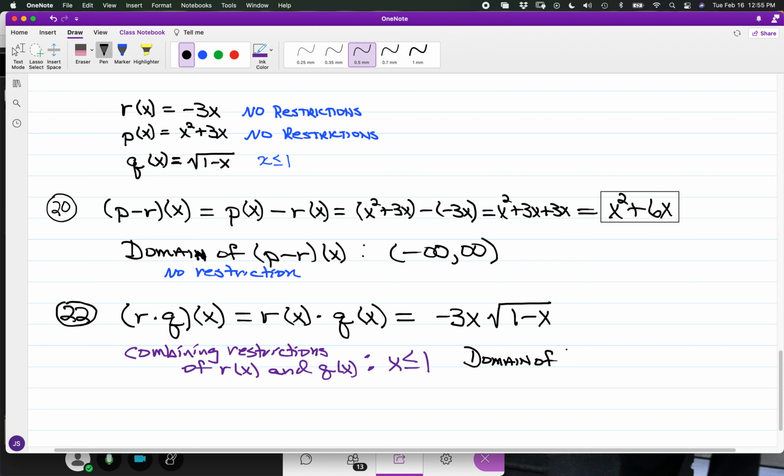And so for the domain of r times q of x, I'll state again that with the sum, difference, and product functions, their domain will be on the basis of combining the restrictions that applied to the individual functions put together. In this case, everything comes from q of x, x is less than or equal to 1. And so for the domain, we go from negative infinity up to and including the value of 1, and the 1 is going to be in the bracket.